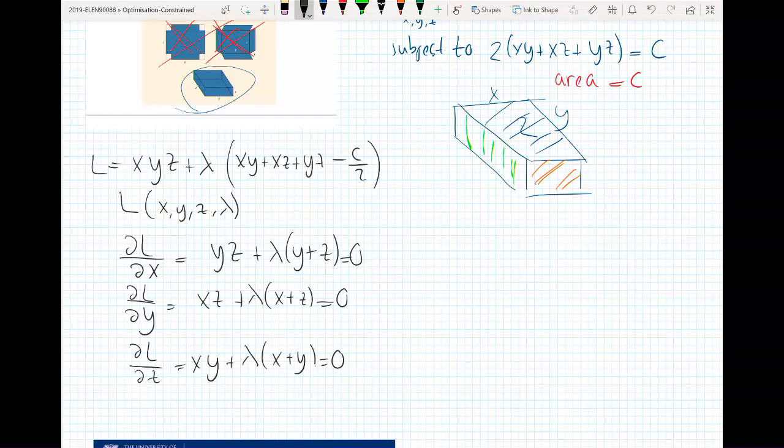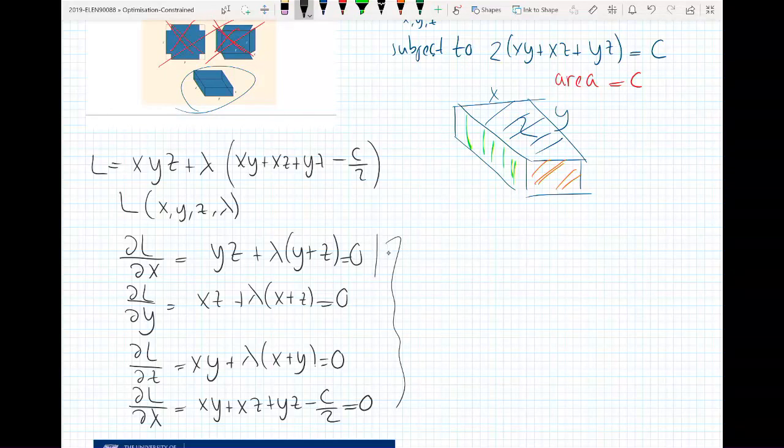Good. And then in addition to these, I need to take the derivative of L with respect to lambda, but that will give me simply the constraint itself, xy plus xz plus yz minus c over 2 equals 0. All right? So I write the first order conditions with respect to all of the decision variables and then lambda. Then we solve this set of equations. It's kind of an easy trick for these.